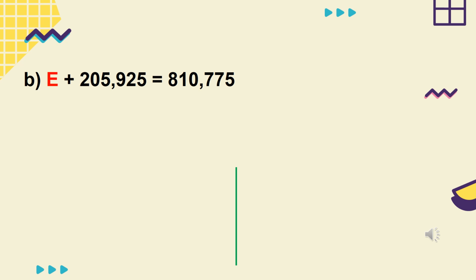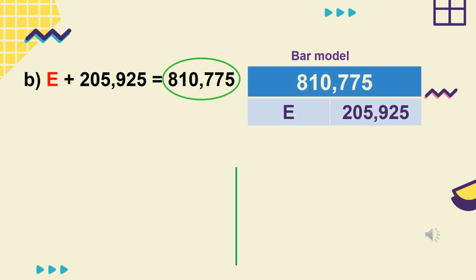And letter B, E plus 205,925 equals 810,775. We need to draw a bar model. But first, where is the whole? In addition, the whole is alone. The whole is alone. So the whole equals 810,775. First part is E, second part is 205,925.